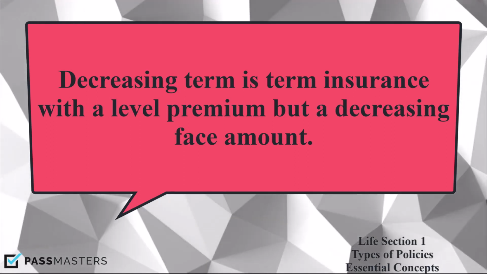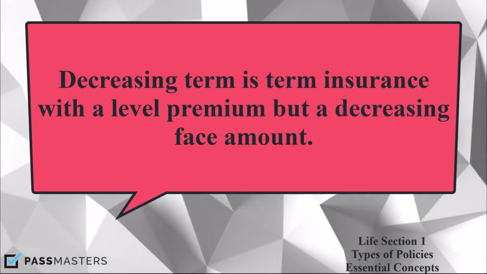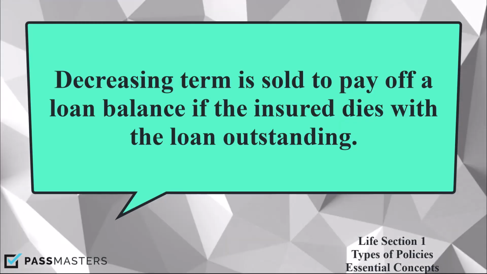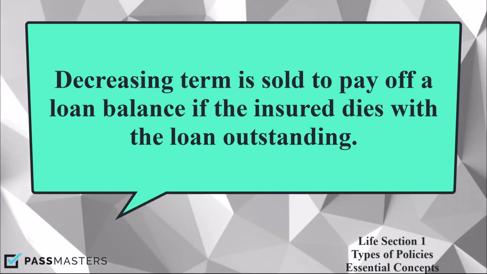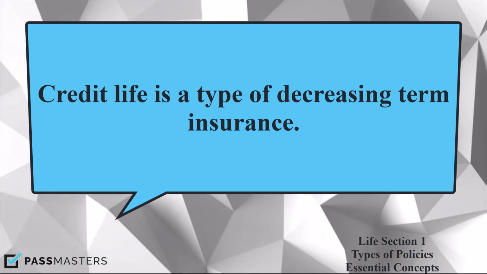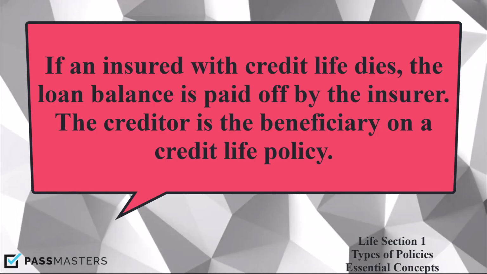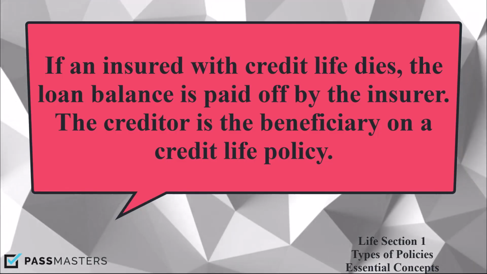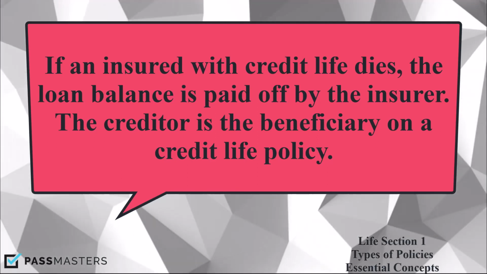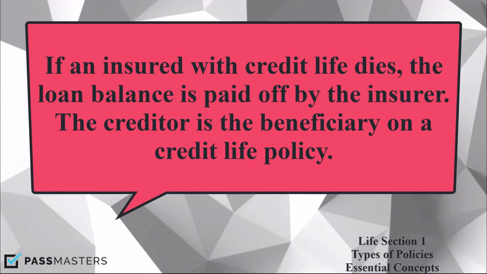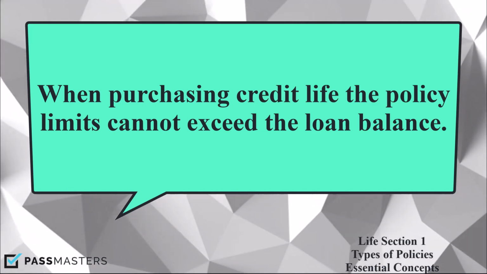Decreasing term is a term insurance with a level premium but a decreasing face amount. Decreasing term is sold to pay off a loan balance if the insured dies with the loan outstanding. Credit life is a type of decreasing term insurance. If an insured with credit life dies, the loan balance is paid off by the insurer. The creditor is the beneficiary on the credit life policy. When purchasing credit life, the policy limits cannot exceed the loan balance.